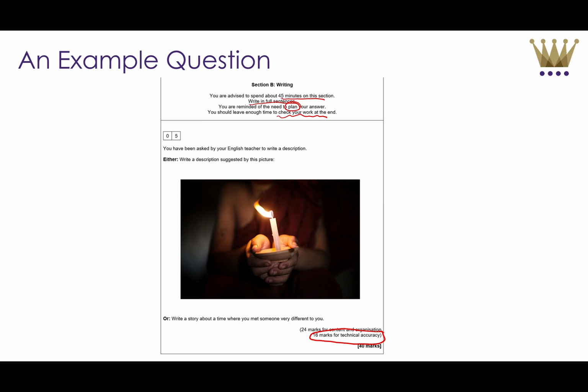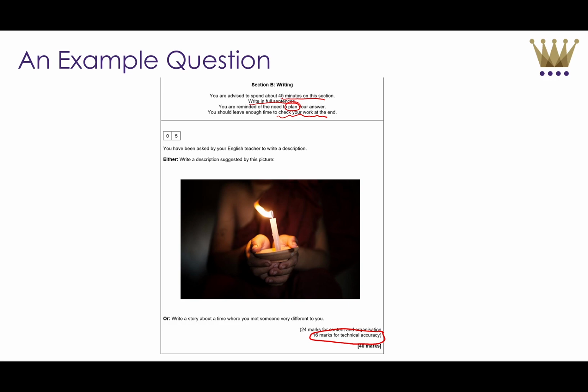These are some sample questions. So you get a choice, as I said, and here's the 2 that we've got here. So it's either write a description suggested by this picture or write a story about a time when you met someone very different to you. And we're going to look at both of those questions today using the drop, shift, return and leave technique.